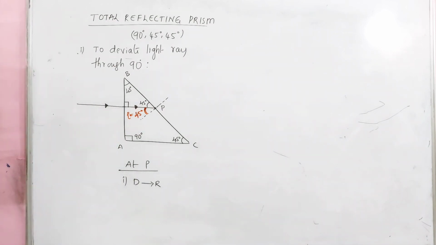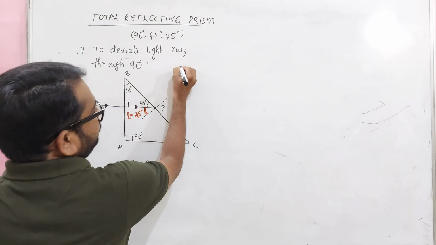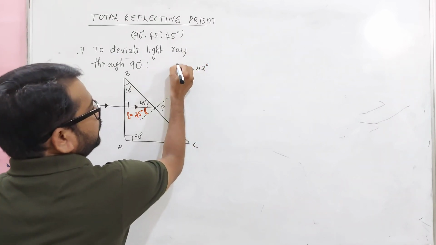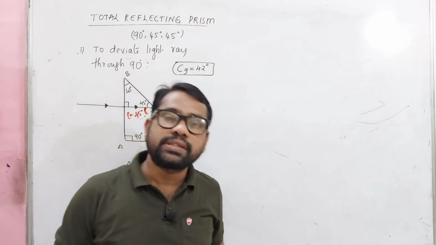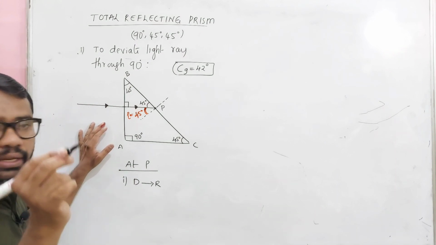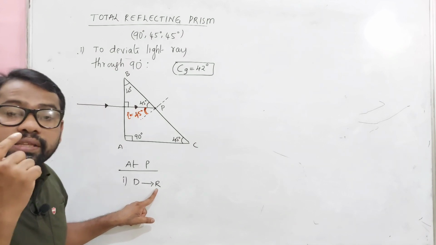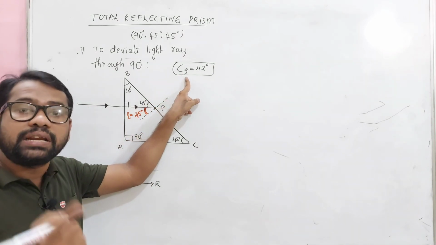So children, here we need to know first of all what is the critical angle for the glass-air interface. Children, the critical angle for the glass-air interface is 42 degrees, whereas for the water-air interface it is 48 degrees. But children, in this case what is happening here? Look here, at point P, light is moving from denser to rarer medium. And what is the angle of incidence? 45 degrees. But what is the critical angle for the glass-air interface?